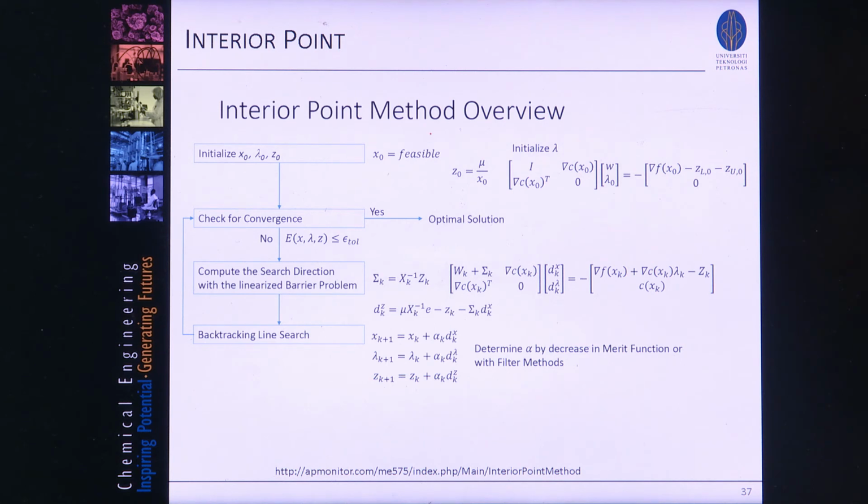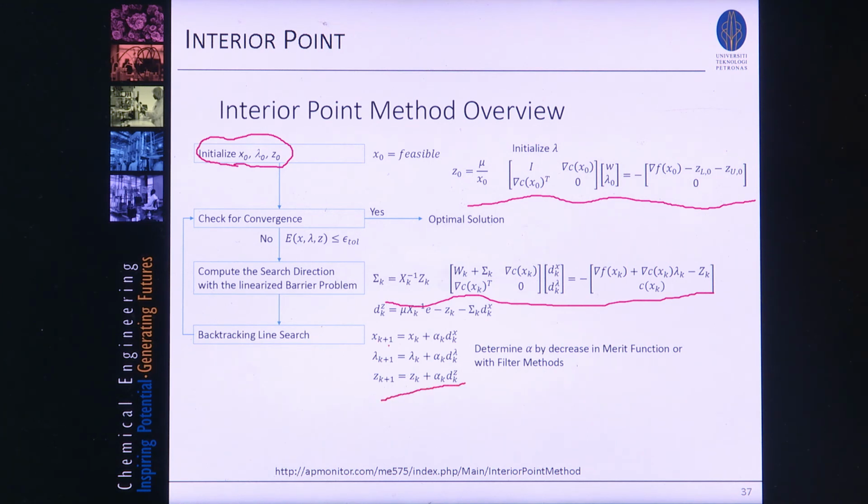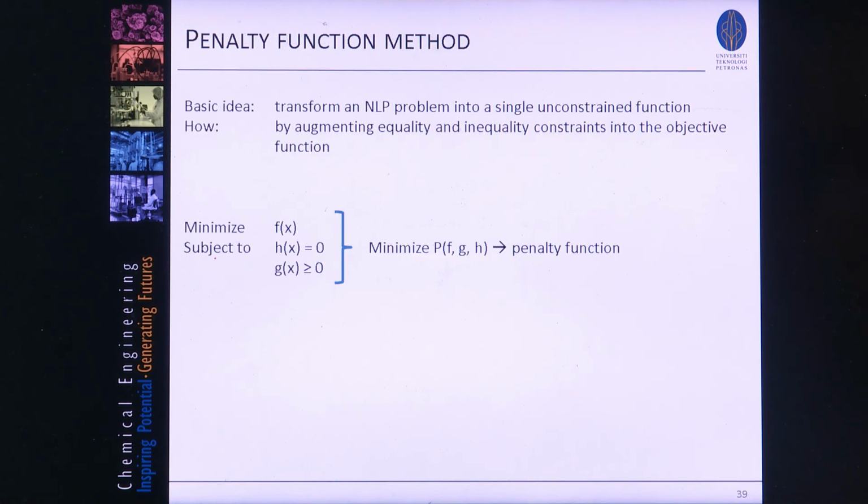The overview of this interior point method is that we initialize the initial values of x, lambda 0 and z0, and then we solve this Newton-Raphson of the KKT, and if it has converged, then we have the optimal solution. If it's not, then we find the search direction by using this formula, and then we backtrack and update the solutions k plus 1 of x, lambda, and z, and we go back again to compare the solutions to the previous one. You can do these examples on your own.